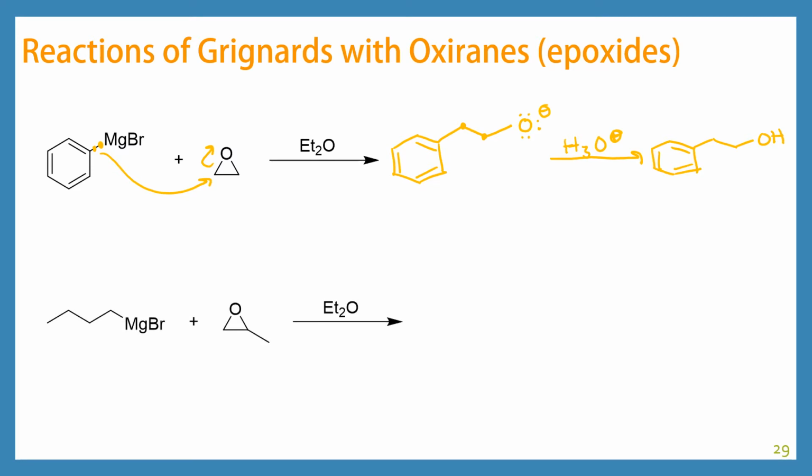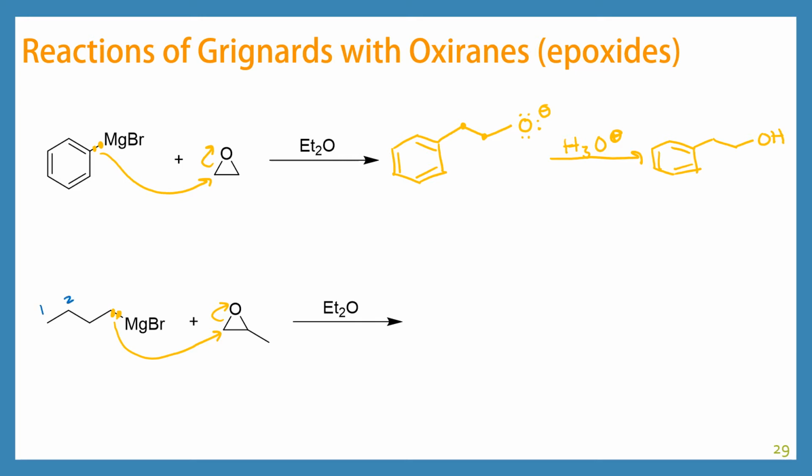Okay, so now in this one, we have an asymmetric epoxide. So we have to figure out, are we going to prefer, we'll call it carbon A or carbon B? So go ahead and think about it for a second. So the nucleophile is going to want to attack the less substituted carbon because this is essentially an SN2 reaction, right? And that's our rule for SN2 reactions.